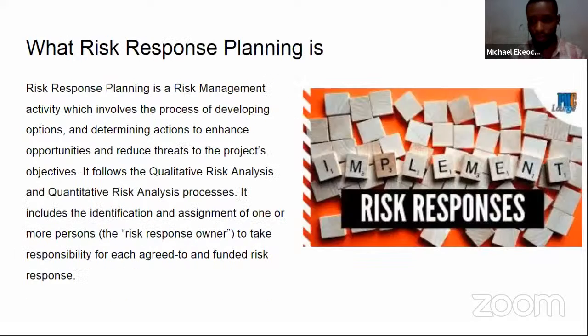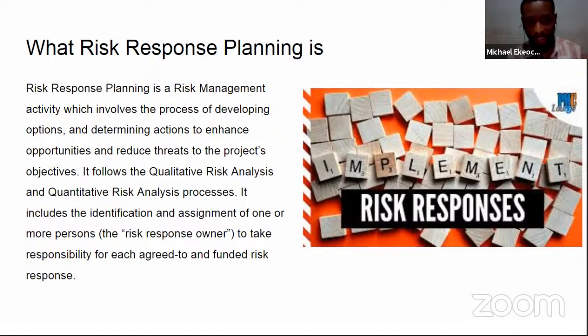Okay, so what is risk response planning? In risk management, there are a lot of processes put in place to help you tackle or maintain risks. Risk response planning is one of those processes. It involves developing options and determining actions to enhance opportunities and reduce threats to the project's objectives. It follows the qualitative risk analysis and quantitative risk analysis processes. If you do not understand those two terms, maybe you can read up on them later, but this particular topic does not treat those.